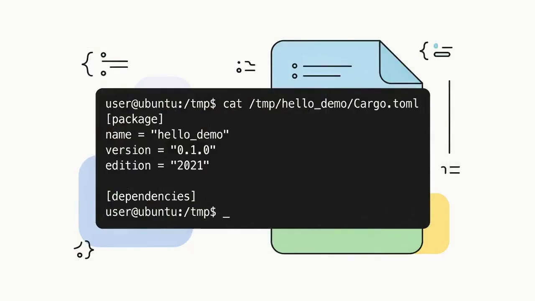Finally, we inspect the generated Cargo.toml manifest. The package section defines the project name, version, and Rust edition, while dependencies is empty and waiting for crates to be added. This file is the heart of every Rust project. It tells Cargo how to build, test, and publish your code.